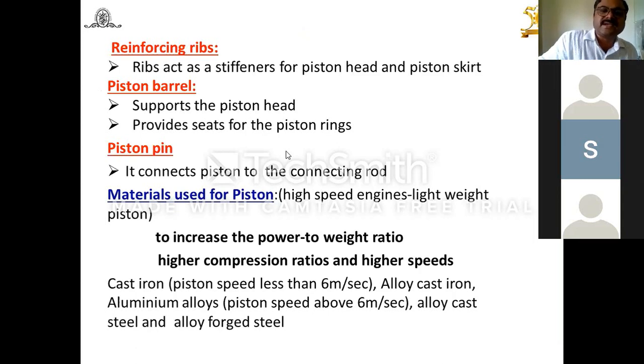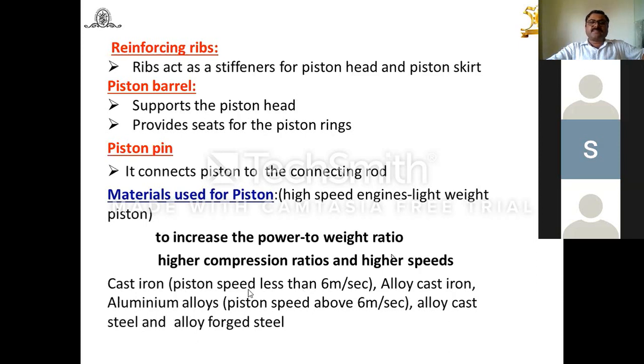Again, an important thing here is the material used for the piston. Whether the piston is used for a high speed engine or a low speed engine, you will find two important considerations while selecting the material: to increase the power to weight ratio, the density should be less, and second, high compression ratio and higher speed. That is the criteria for selecting the material, and that's why you will generally find cast iron, alloy cast iron or aluminum alloy preferred.